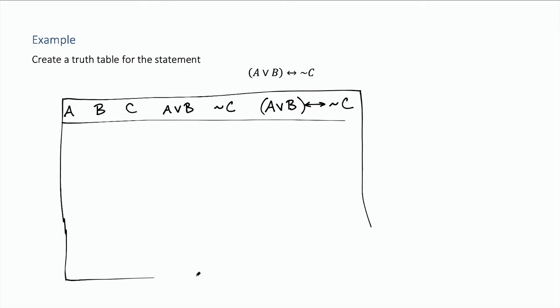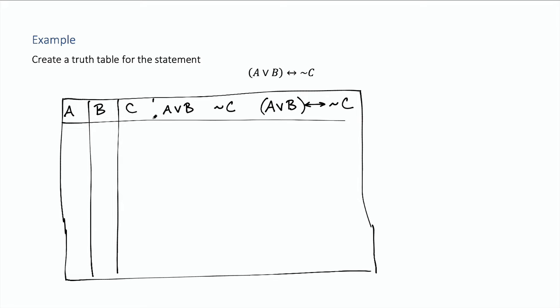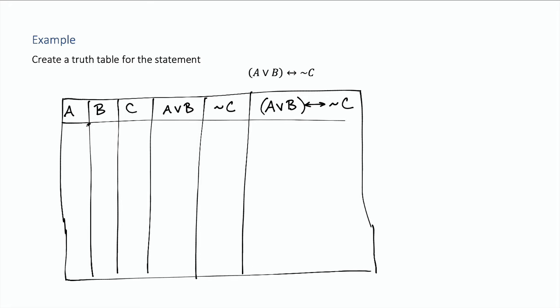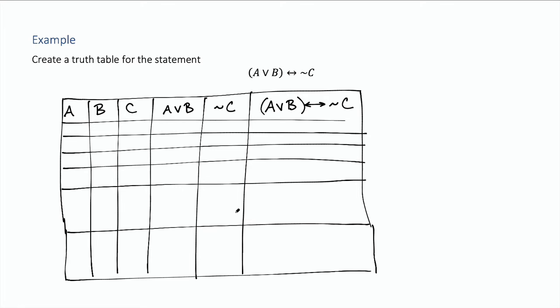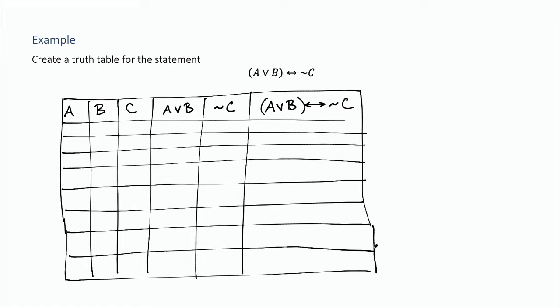And we need to know how many rows we're going to have. So for the number of rows, we just take the number of individual statements that create this compound statement, and it's 2 raised to that number. So 2 raised to the 3, which is 8. So I'm going to have 8 rows here for my truth table. And I need to create my possible values of true and false for A, B, and C.